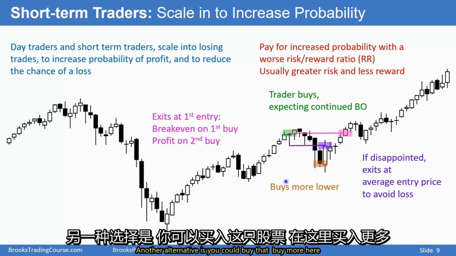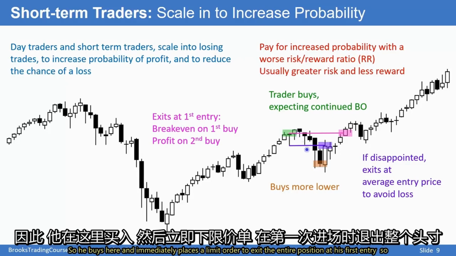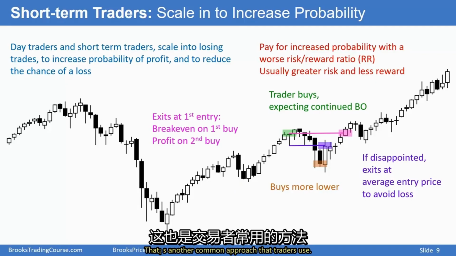Another alternative is you could buy that, buy more here, and then try to make a profit on his second entry and get out break even on his first. So he buys here and immediately places a limit order to exit the entire position at his first entry. So he gets out break even on this trade and then with a profit on this trade. That's another common approach that traders use.